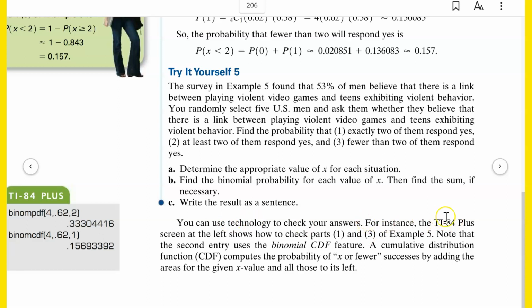Okay. Let me read this. You can use technology to check your answers. For instance, the TI-84 Plus screen at the left shows how to check parts 1 and 3 for example 5. Note that the second entry uses the Binomial CDF feature. A cumulative distribution function computes the probability of x or fewer successes by adding the areas for the given x value and all of those to its left. Same thing I said before.